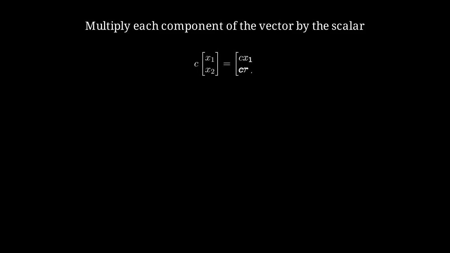Next, let's explore scalar multiplication, which scales a vector by a constant. Scalar multiplication means multiplying every component of a vector by the same number. For a scalar c and a vector, we multiply each component by c to get the scaled vector. Geometrically, multiplying by a positive scalar stretches the vector. Here we see a vector doubled in length.